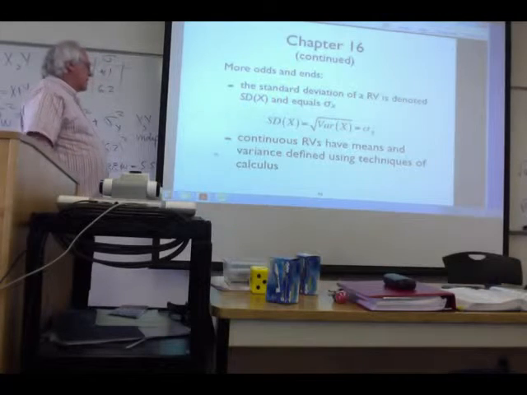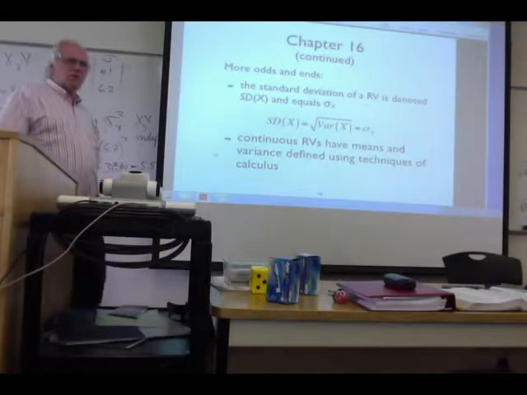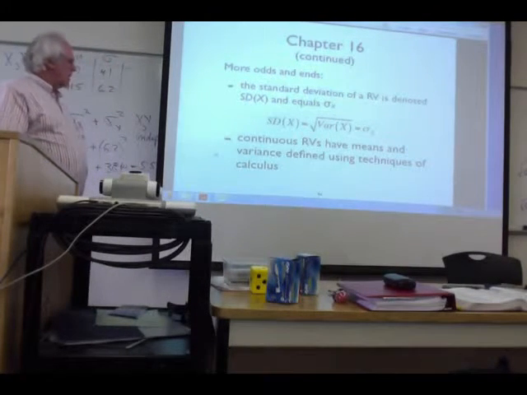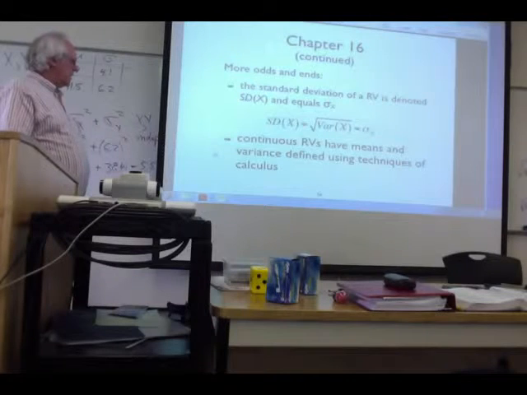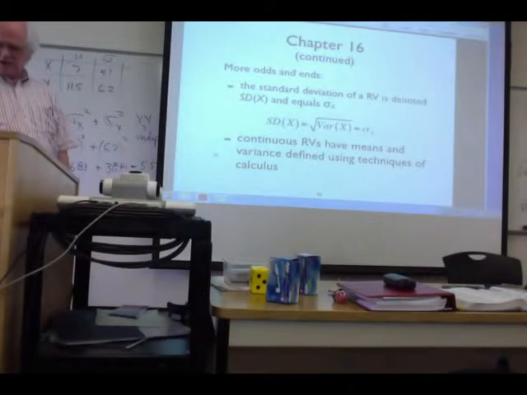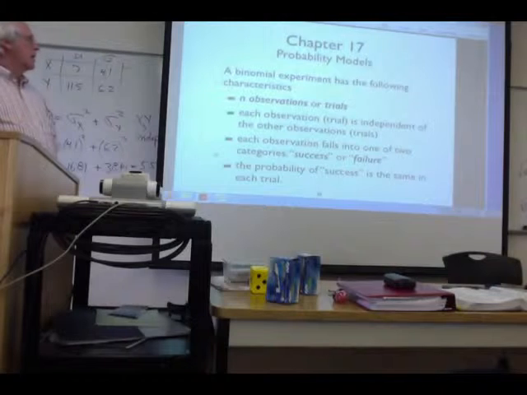Continuous random variables have means and variances defined using techniques of calculus. So the only reason we don't do that is there's no assumption that you've had any calculus here. You want to be a statistician, that's what you do: you study a fair amount of math to do that. Okay.